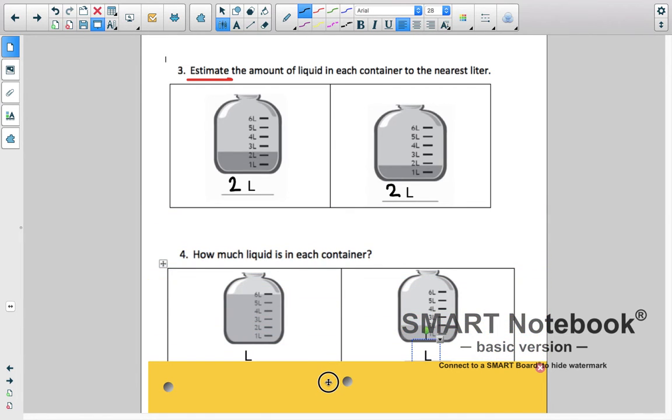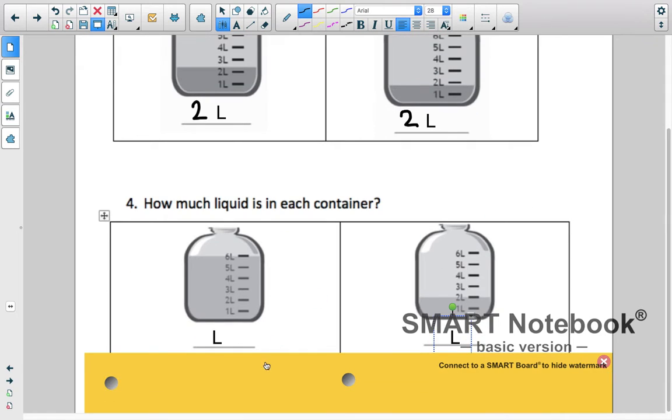Now this one says how much liquid is in each container. So we're not estimating anymore. We're looking for the exact amount. So again, we've got to look at the dark shaded part because that's our liquid. So looking at the liquid, what number does it stop at? It stops at 6 liters. So that is our exact amount because we can see that the liquid goes right to that 6 liters mark.